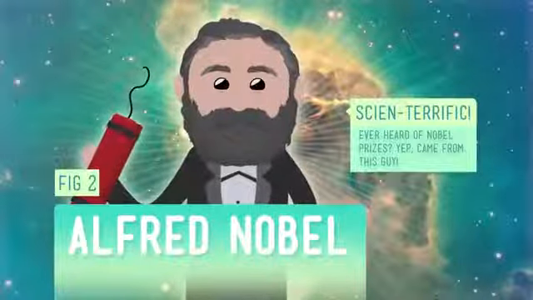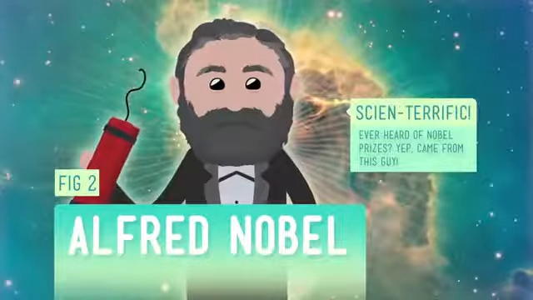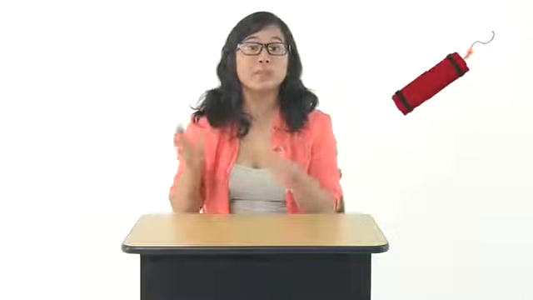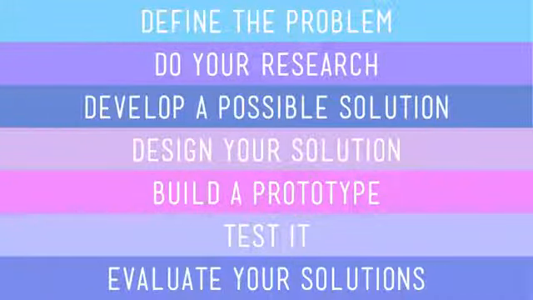The chemist and engineer Alfred Nobel invented the explosive known as dynamite, not because he particularly enjoyed explosions, but because miners and other people who, well, needed to blow stuff up to do their jobs needed an explosive that was safer to use. So before he started on that problem, Nobel did research to see what explosives already existed, which ones worked well and which ones didn't. This takes us to step 3.